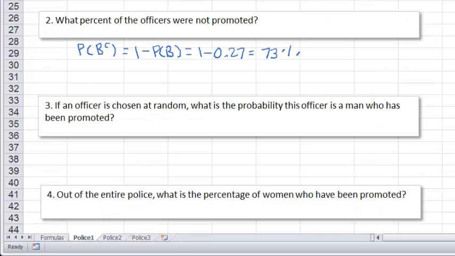Now let's take a look at the next question. If an officer is chosen at random, what is the probability this officer is a man who has been promoted? So here you have two things going on. The officer is a man, and also he has been promoted.